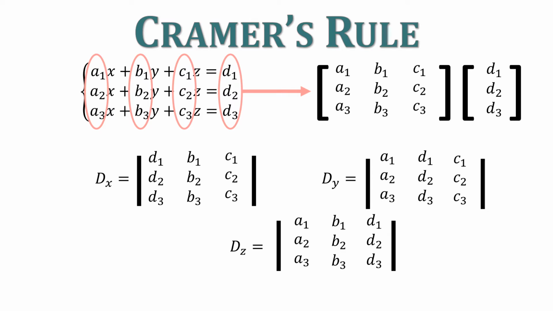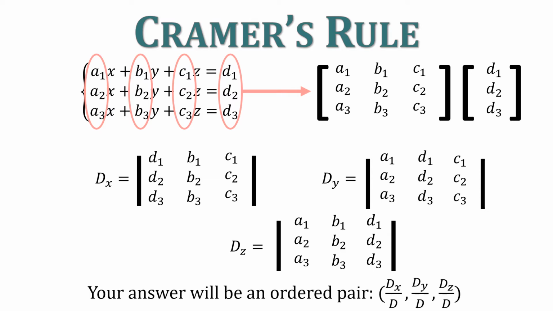Now, to find our actual solution, you will have to find the determinant of the regular matrix A1, B1, C1, A2, B2, C2, A3, B3, C3, and you're going to have to just say D sub x divided by D, D sub y divided by D, and D sub z divided by D.